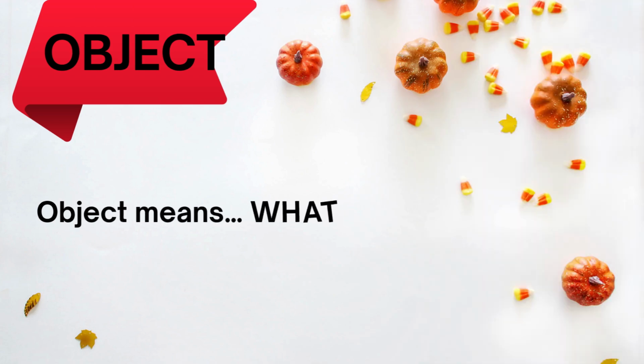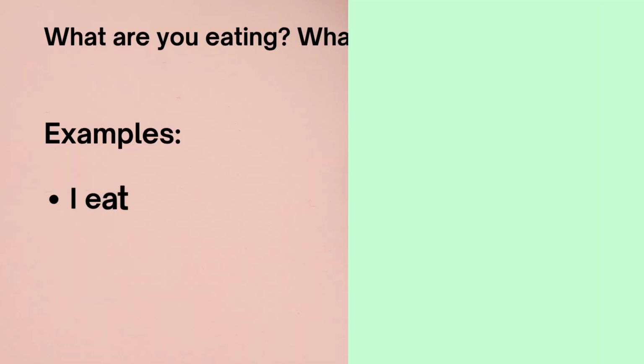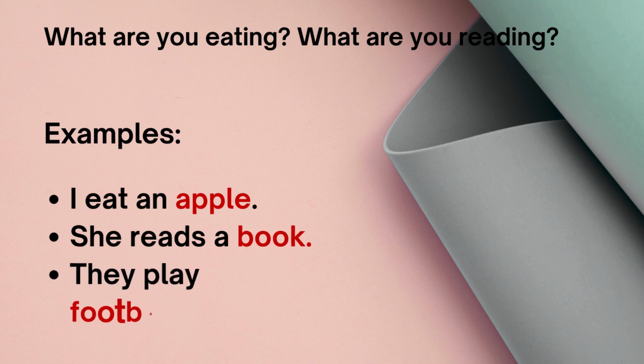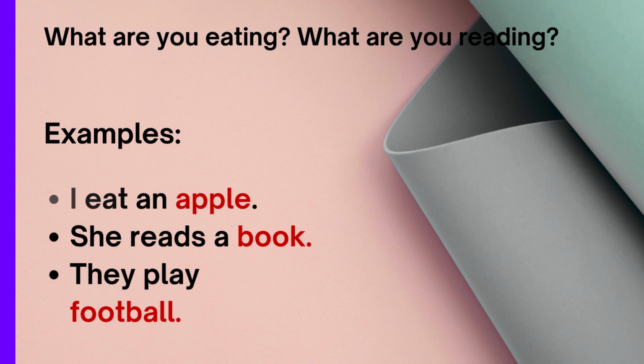Now, object. Object means what? What are you eating? What are you reading? Examples. I eat an apple. She reads a book. They play football.